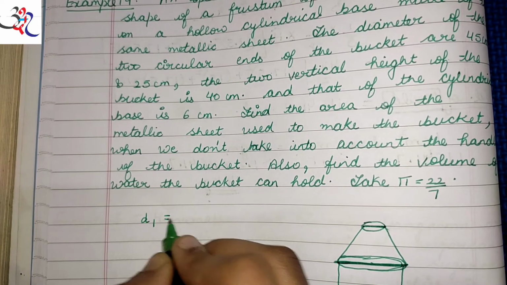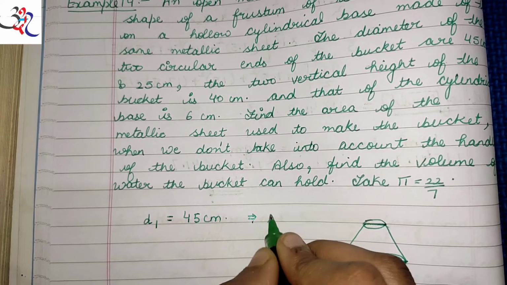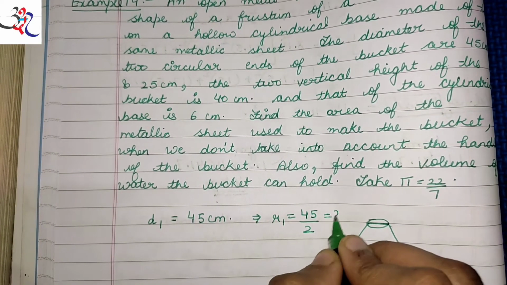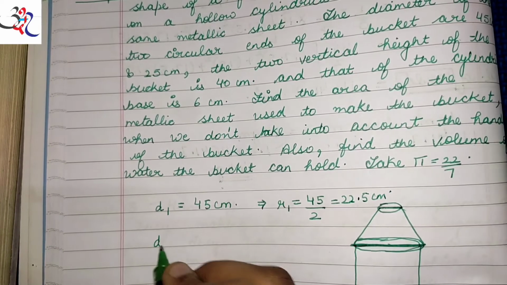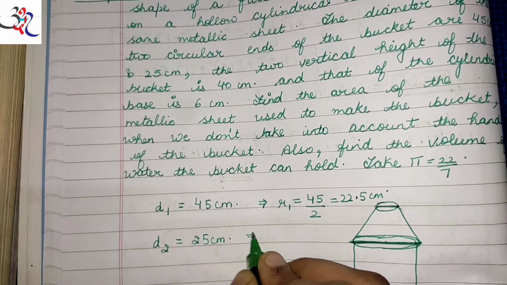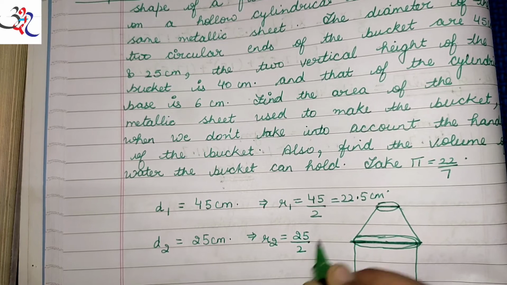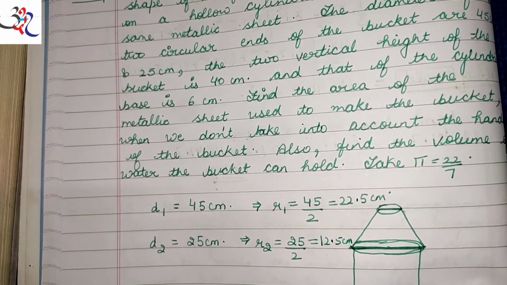So my D1 will be equal to 45 centimeter. So my R1 will be equal to 45 by 2, which is equal to 22.5 centimeter. Similarly, my D2 will be equal to 25 centimeter, and I can find R2, which is equal to 25 by 2, which is equal to 12.5 centimeter.